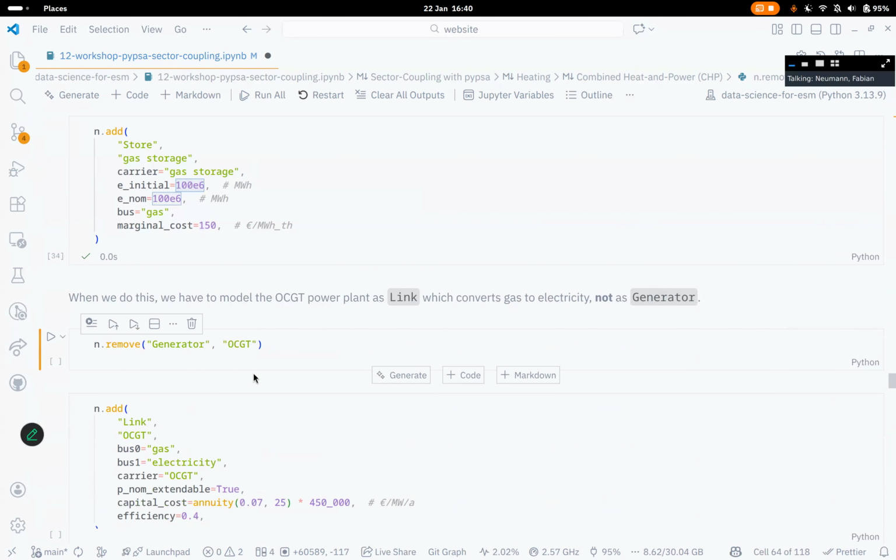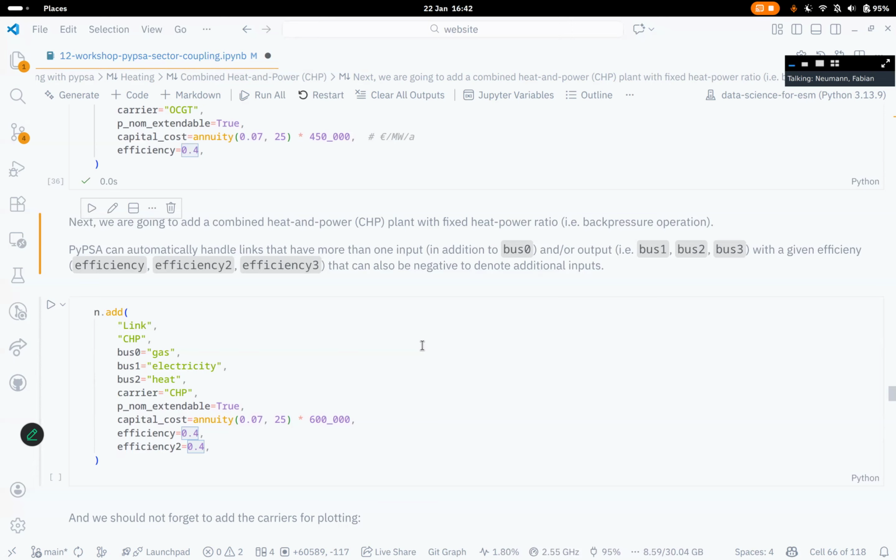And now we're at this point where we have this component, combined heat and power unit, that produces two outputs. And for that, you can use basically the same parameters. So previously we had bus 0 and bus 1. Now we can also add a bus 2, which is just another output. And correspondingly, we would add an efficiency 2. So the efficiency 2 would tell you the efficiency from gas to heat. So how many units of heat you get out of a unit of gas that is consumed, just like efficiency, which is not called efficiency 1, would tell you the amount of electricity per unit of gas.